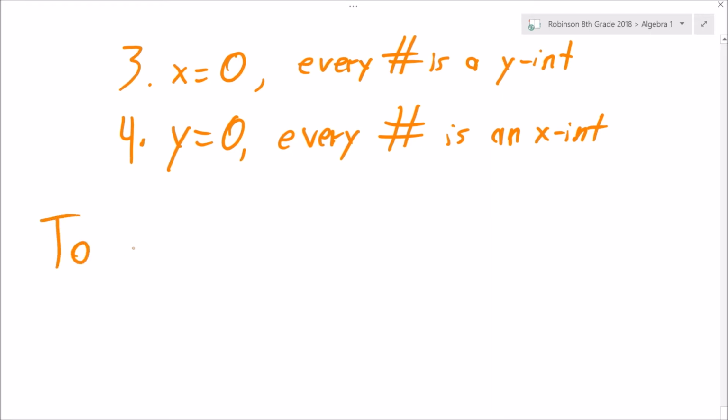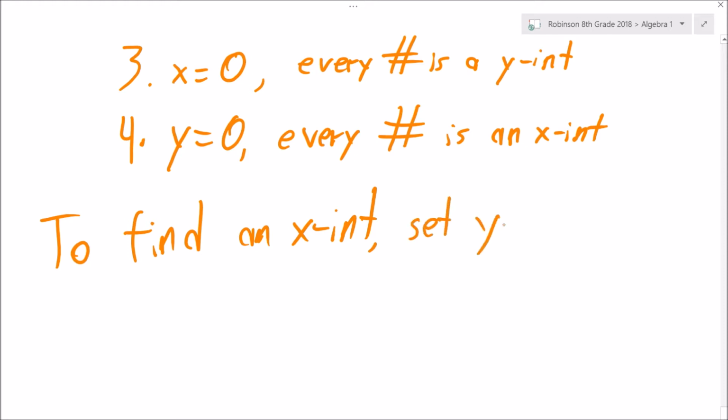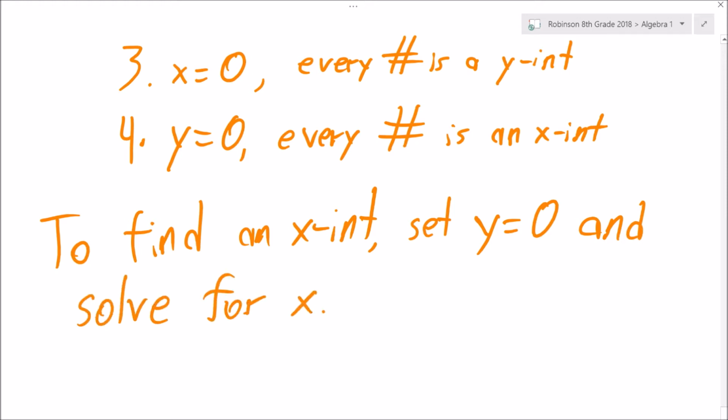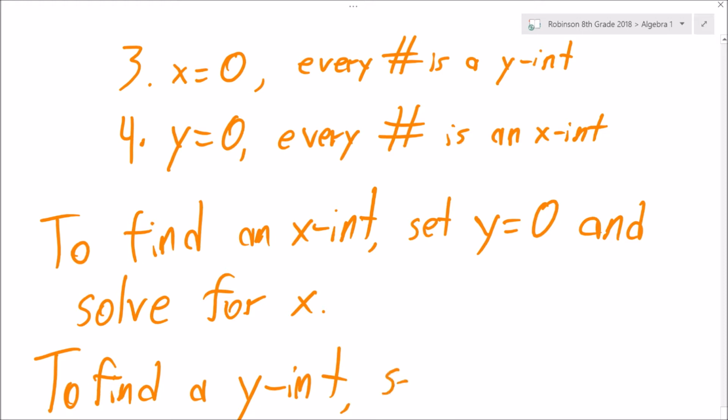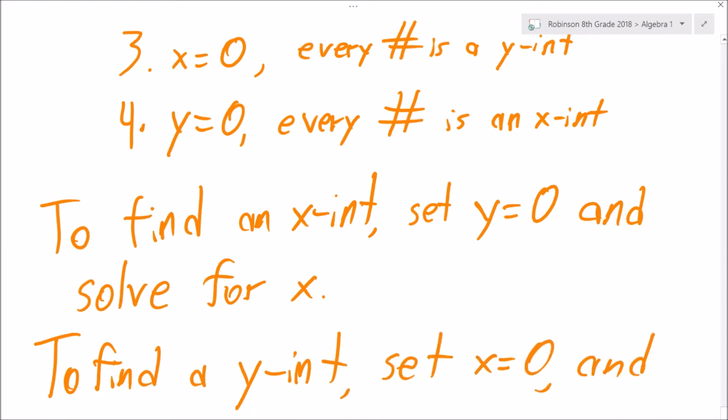To find intercepts, to find an x-intercept, set y equal to 0 and solve for x. To find a y-intercept, set x equal to 0 and solve for y.